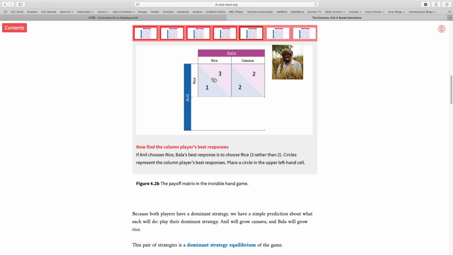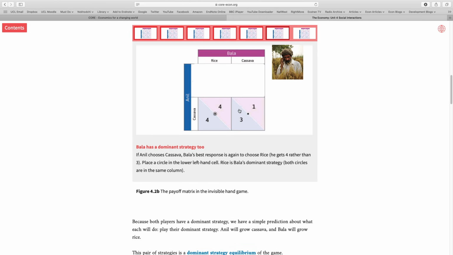Now, what if Anil decides to produce cassava? If I produce cassava, I'll get 1; rice, I'll get 4. So again, I decide to produce rice, and for that, I put a circle around this cell to mark my best response strategy of going for rice.